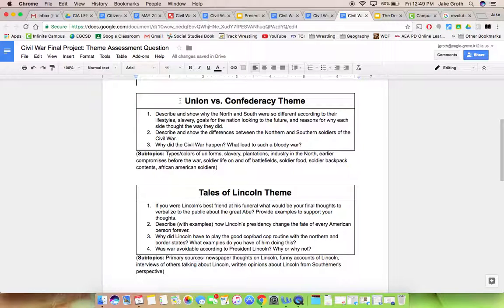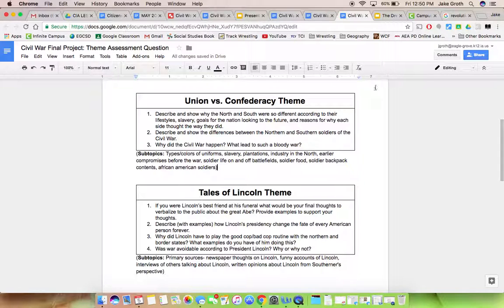This next one is more for people that are really interested in the North versus South thing. So, why were the North and South at war anyway? What is the root cause of this whole thing? Why was the North all about industry, and why was the South all about plantations and slavery, and what's the connection there? You're probably going to talk about soldier life on the battlefields, like what did they eat as soldiers, what did they put in their backpacks, and then possibly talking about African American soldiers as well, and what life was like there.